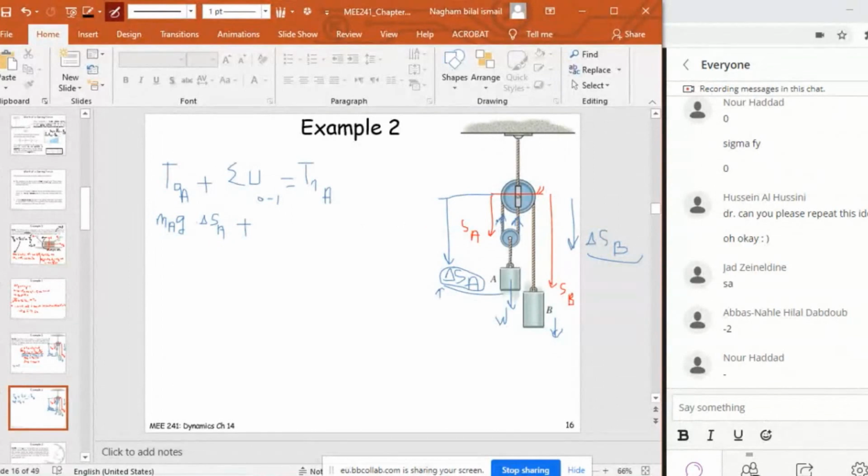Now, plus, what about the tension here, guys? The tension is upward. Delta SA is assumed positive downward, which means I'm gonna have a negative sign for the tension. So -2T delta SA. And why, guys, am I not putting any cosine? Because as you can see, the angle between these forces and delta SA is 0. They are collinear. And this will be equal to half MA VA squared. For B, I also have MBG delta SB minus T delta SB is equal to half MB VB squared.